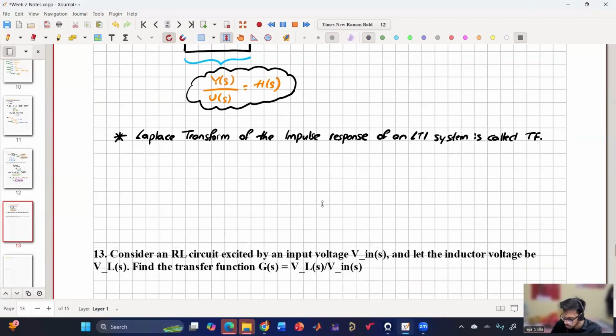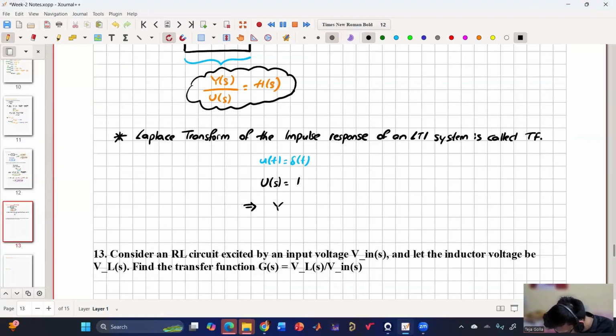So what is impulse response? Impulse response means u of t is delta of t. So if u of t is delta of t, then we know that u of s is 1. So if u of s is 1, then what is y of s? Y of s is h of s into u of s. So it is h of s. So if the impulse input is given to a system, the output response, which is y of s, that itself is the transfer function. So this is a definition that people use for defining the transfer function.